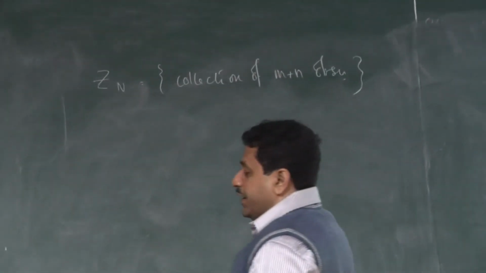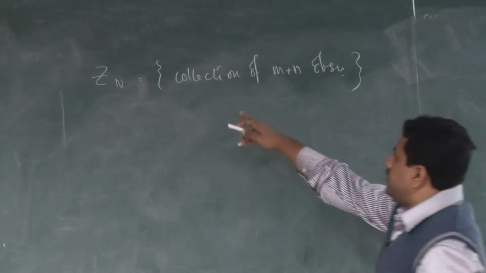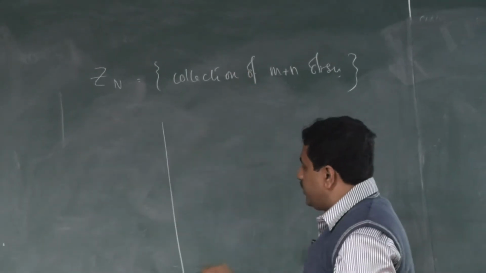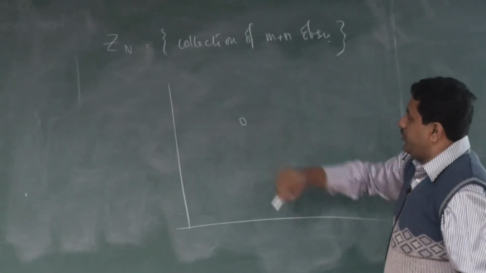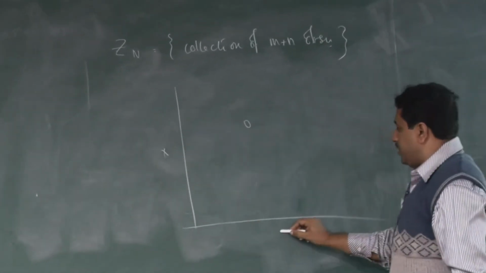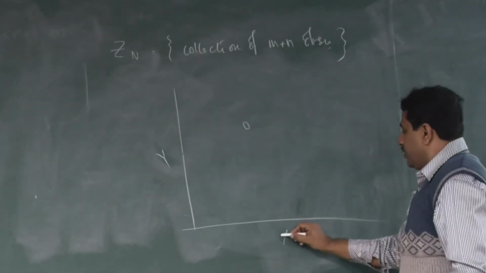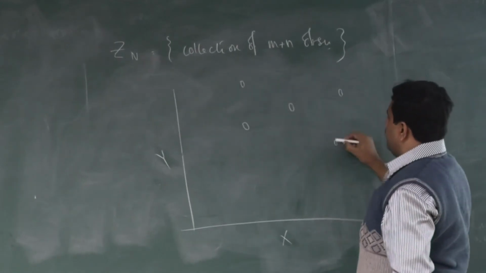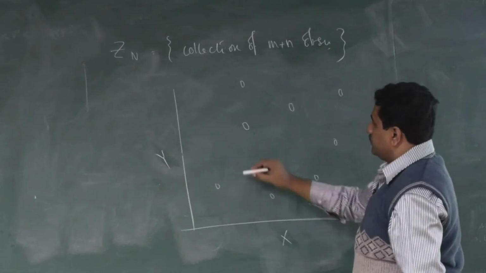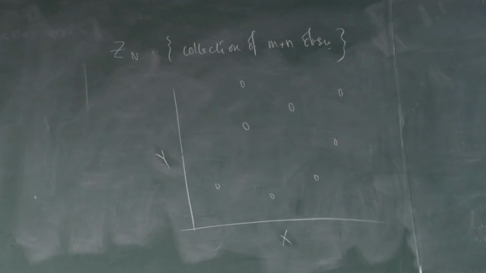Now I am considering a graph. Graph means it will have some vertices. Suppose that these are two-dimensional observations, a collection of two-dimensional observations. Here I can plot it, here x and y. So this is one observation, this is another observation, this is another observation, and so on. Okay, this is a collection of m plus n observations.